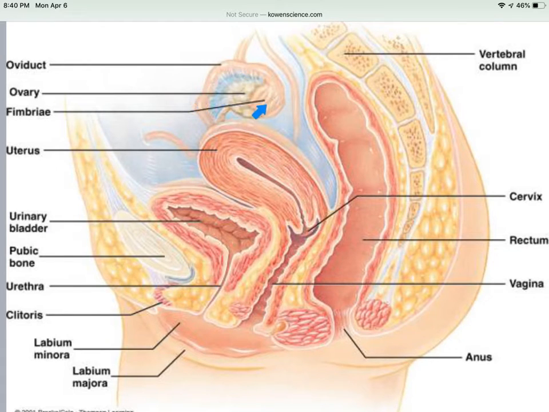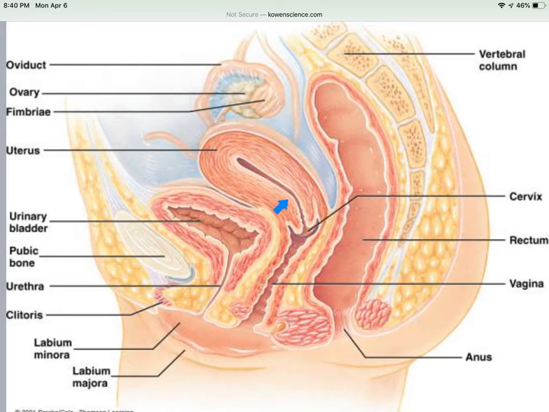Coming up and around, this right here is the fimbriae. Now this does not directly touch the ovaries. There's a gap, and there's a suction that pulls the egg once ovulation has occurred and the egg has been released by the ovary. It will be pulled up through suction into the fimbriae, and then it will pass through the fallopian tube around until it reaches the uterus.